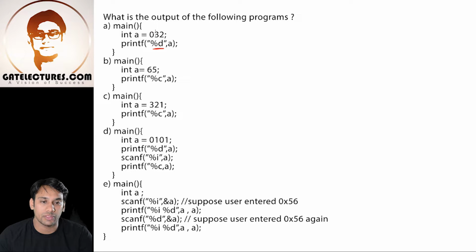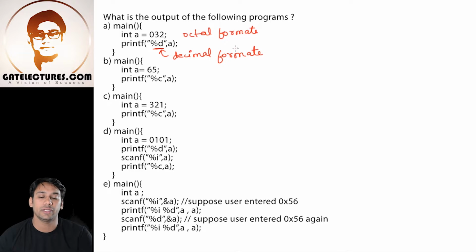Whenever we start an integer number with 0, the C compiler by default takes this integer number in octal format. So this is in octal format, and when you are printing this output, you are printing this number in decimal format, right?